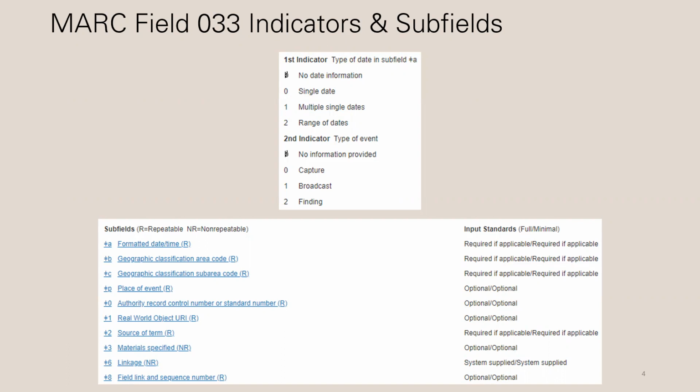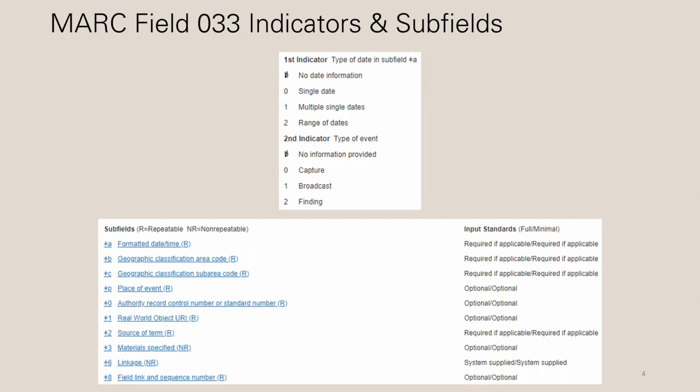Subfield 0 is for the authority record control number or standard number. It is repeatable, but optional. Please consult OCLC's Bibliographic Formats and Standards, BFAS, for more information. Subfield 1 is for the real-world object URL. It is repeatable, but optional. Please consult OCLC's Bibliographic Formats and Standards, BFAS, for more information.